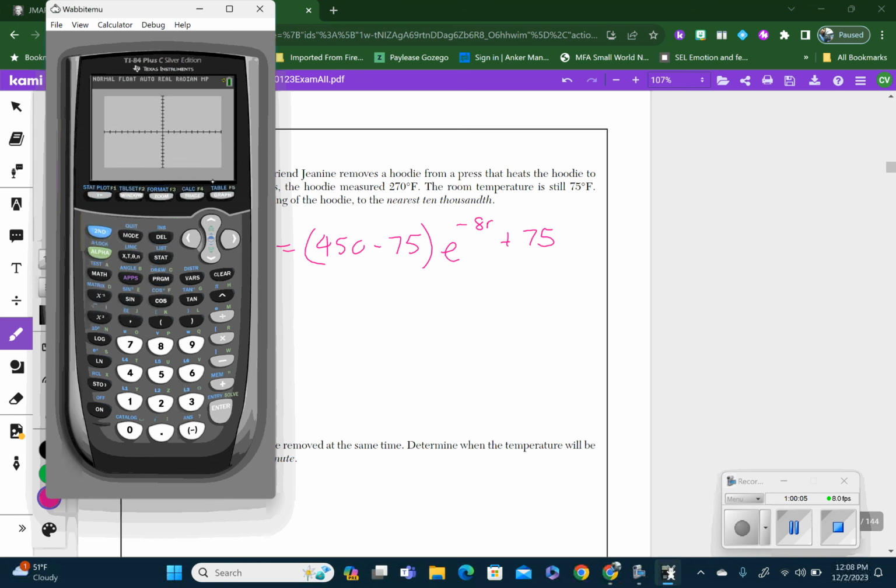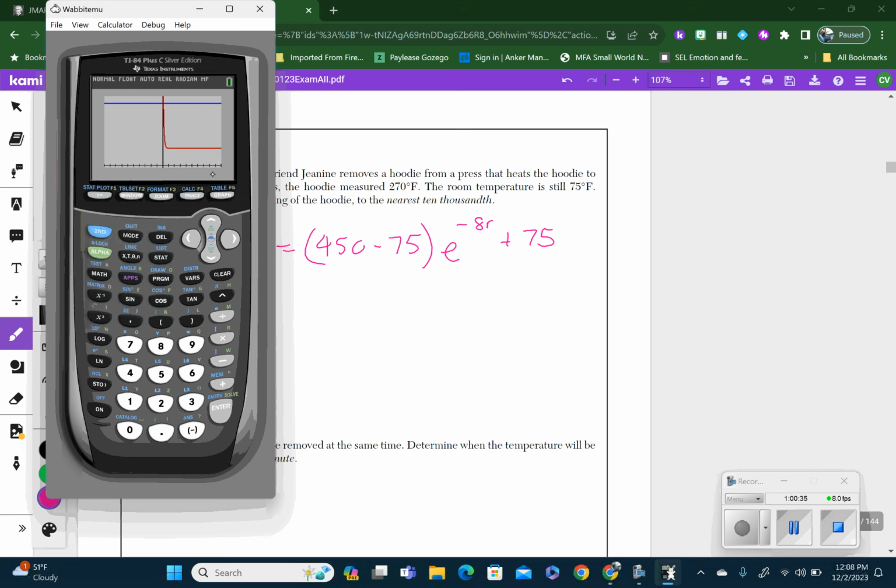So I'm obviously not going to be able to see the 270 because it's all the way at the top. So I'm going to hit window and I'm going to go to my Y. And since I have 270, a good Y might be 300, any number bigger than 270. And I'm going to hit graph. Okay, there's my 270. And do I see my actual function? The second one. There we go. Okay, so now I'm looking to see where they intersect.